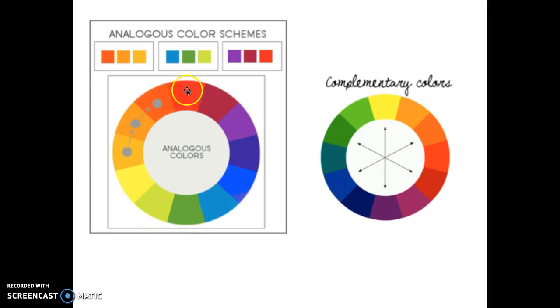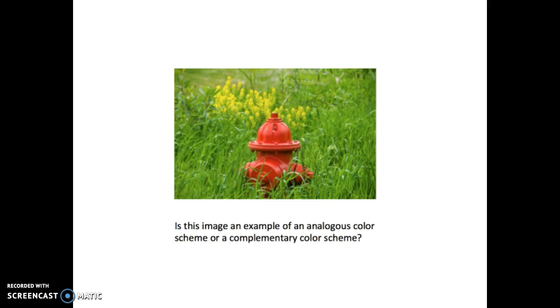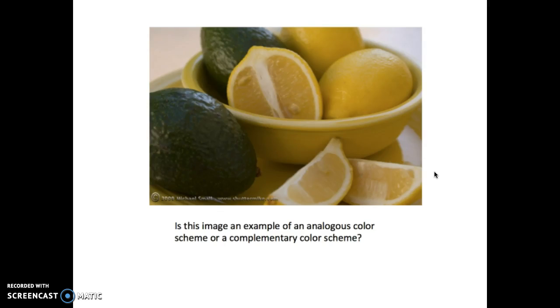Here's a little illustration of some of the analogous color schemes and complementary color schemes. So if we're looking at an image, every image has a color scheme. It uses some sort of color or lack of color. This is a complementary color scheme because it's featuring red and green, which are across from each other on the color wheel. This is an analogous color scheme because we're looking at yellow and green, so these are close to each other on the color wheel.